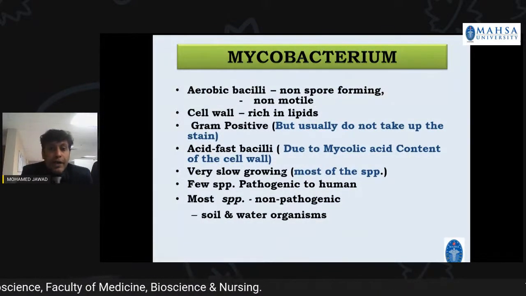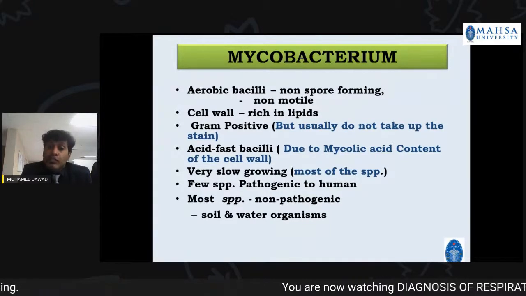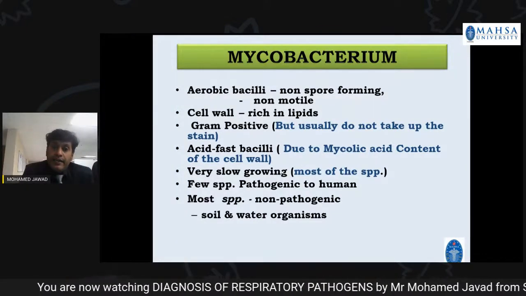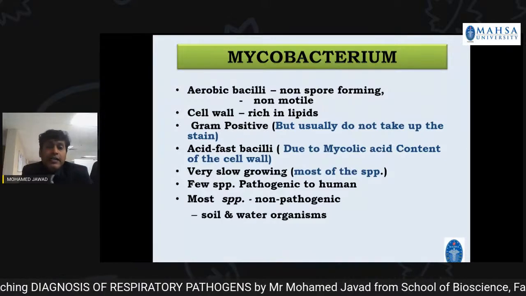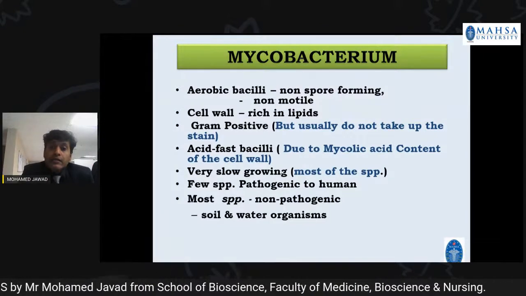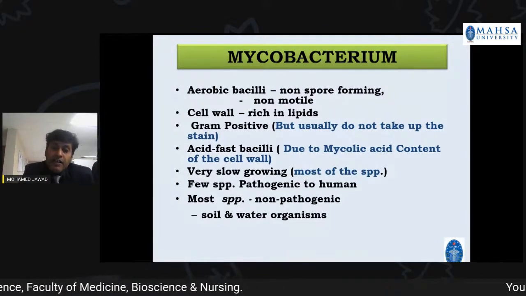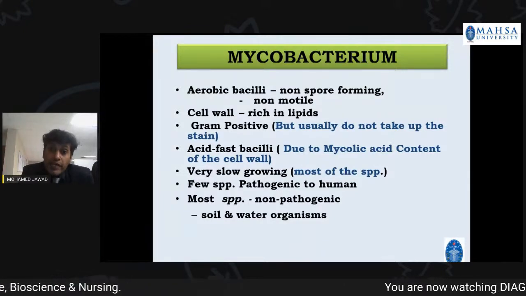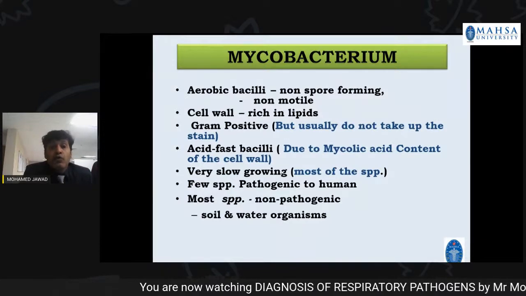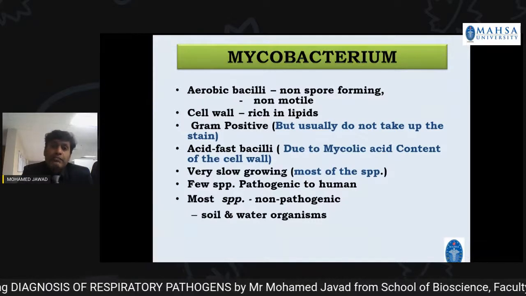important microorganism is Mycobacterium. Mycobacterium, everyone knows, is an aerobic bacillus, non-spore forming, non-motile, with a cell wall rich in lipid content, highly mycolic acid. We cannot use gram staining because the Mycobacterium cell wall is very thick. The ordinary stain cannot penetrate the cell wall of Mycobacterium. So we have to use acid fast staining because of the high lipid content due to the mycolic acid.